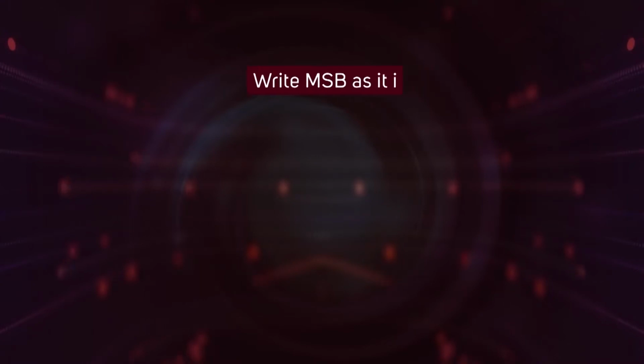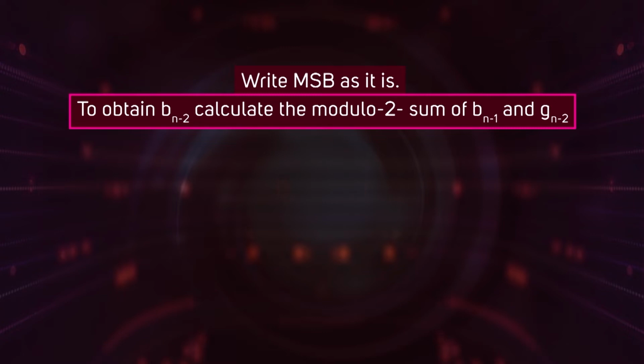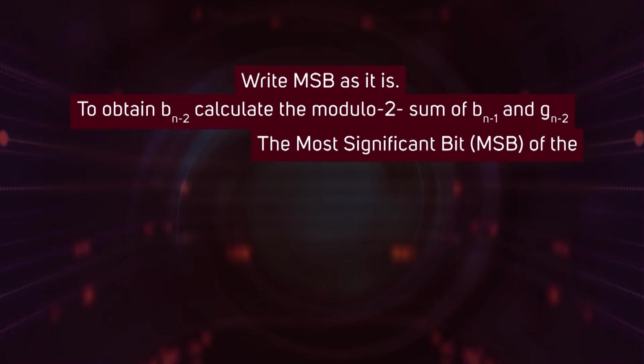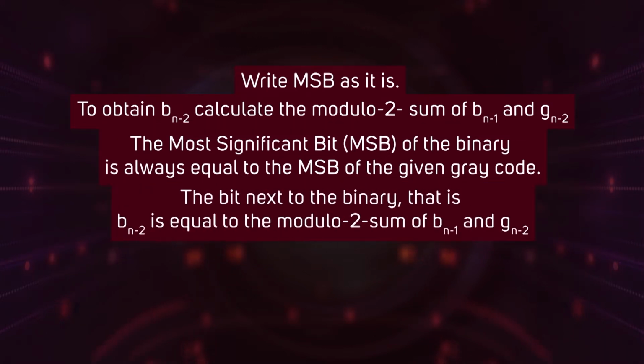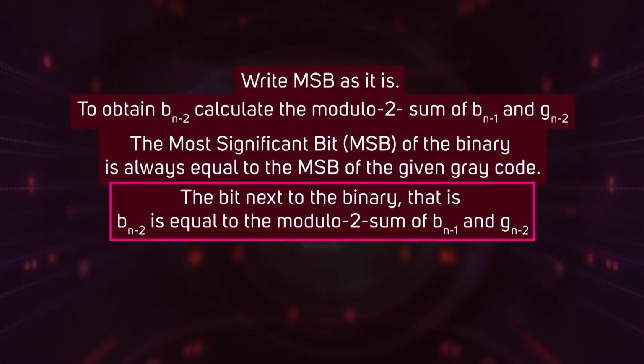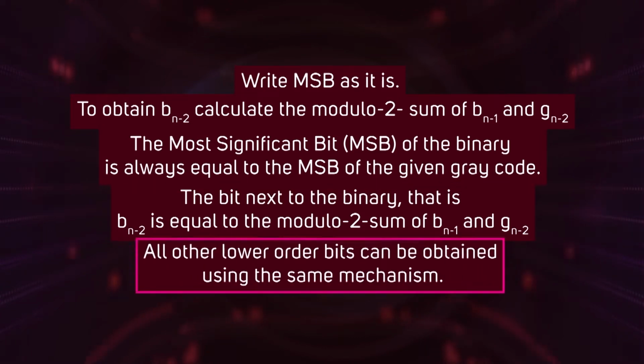The rules are slightly different. MSB we write as it is. To obtain Bn minus 2, we calculate the modulo 2 sum of Bn minus 1 and Gn minus 2. The most significant bit of the binary is always equal to MSB of the given gray code. The bit next to the MSB of the binary, that is Bn minus 2, is equal to the modulo 2 sum of Bn minus 1 and Gn minus 2. All other lower order bits can be obtained using the same mechanism.